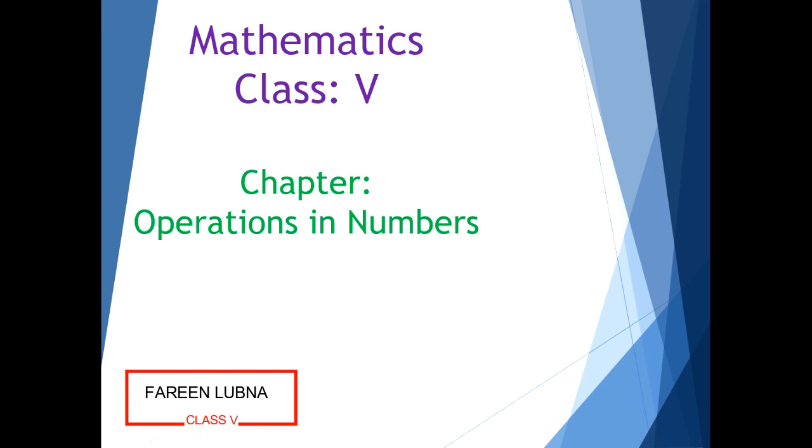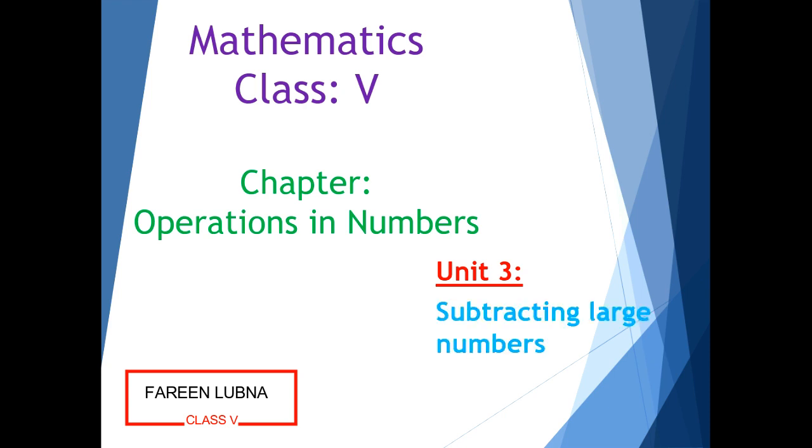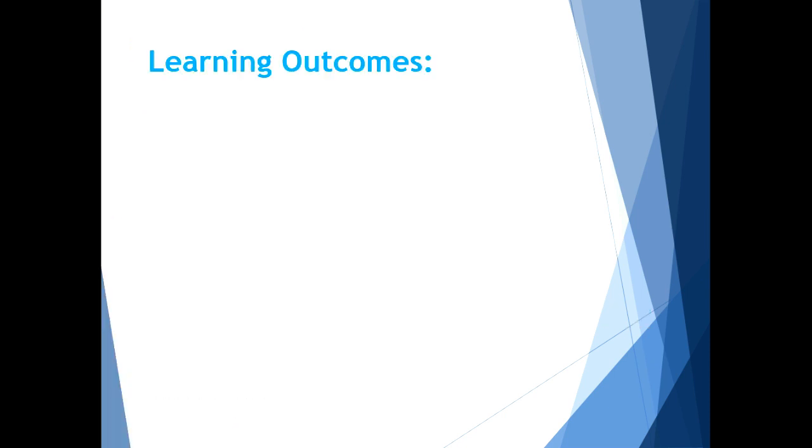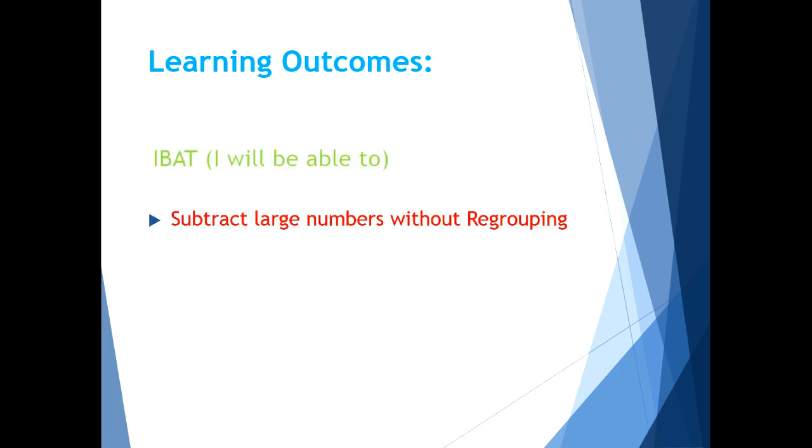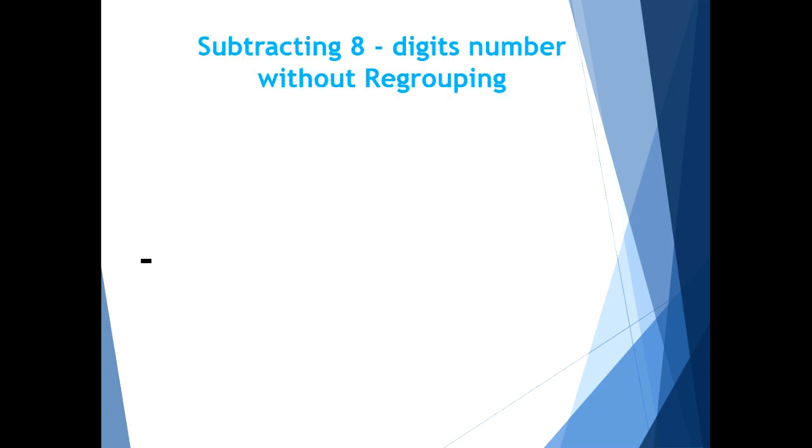Today we are going to discuss class 5 mathematics chapter Operations in Numbers, which is taken from the book Math Carnival, and we are going to discuss its Unit 3, which is Subtracting Large Numbers. Let us begin with the learning outcomes of this unit. At the end of this unit you will be able to subtract large numbers without regrouping and subtract large numbers with regrouping.